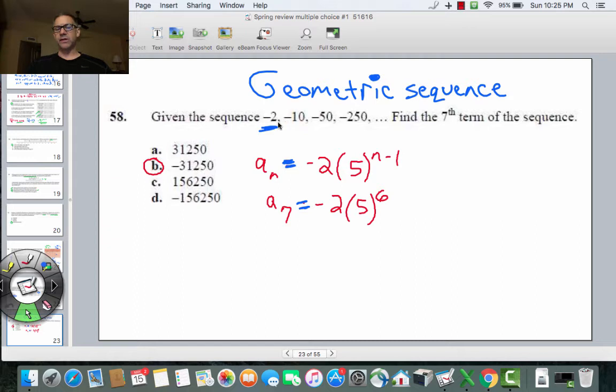This is a geometric sequence. You can tell you have to multiply by 5. So that means the 5 is the number that goes here in the parentheses. The number that goes in this first spot is the first term, which is -2, and it's raised to the n minus 1. So if we're looking for the 7th term, we just plug in a 7 here for the subscript. A sub 7 equals -2 times 5 raised to the 7 minus 1, which is 6, and then on your calculator you can figure out that you get that number.